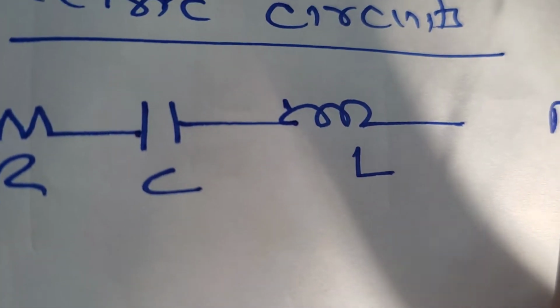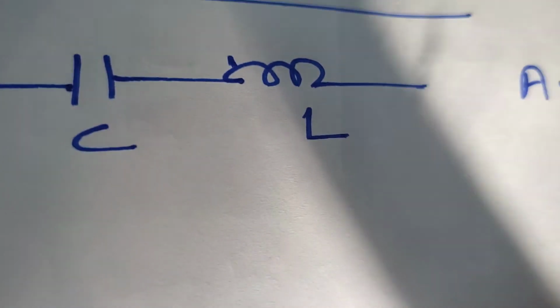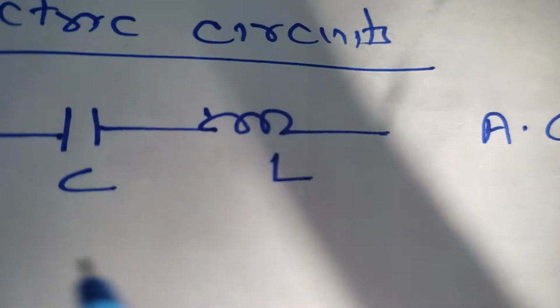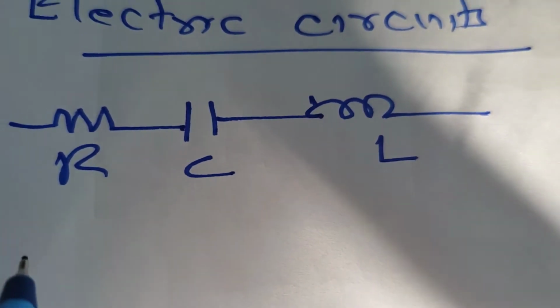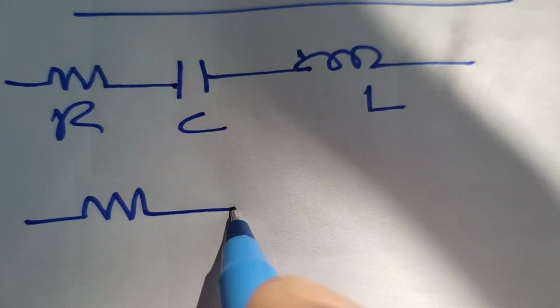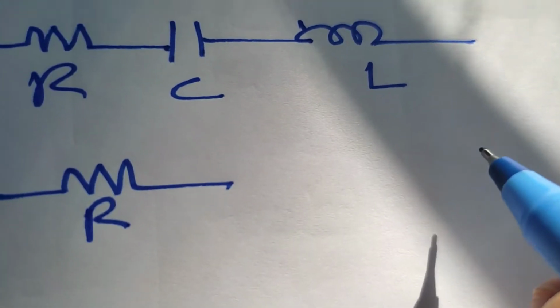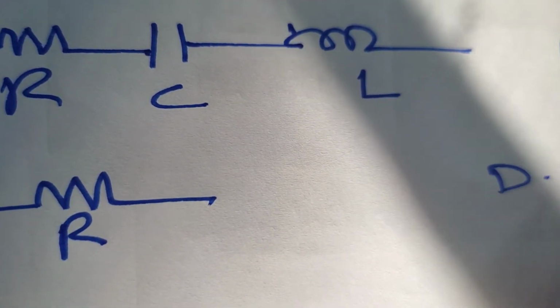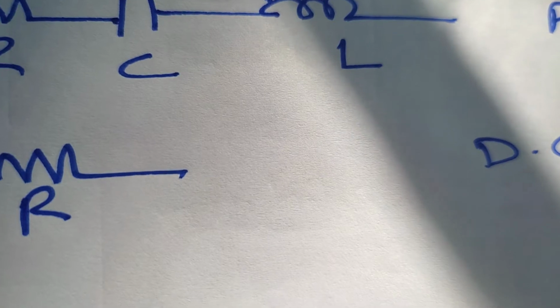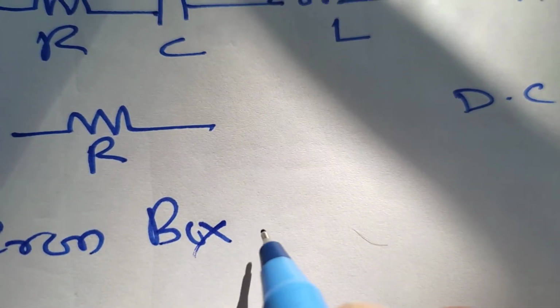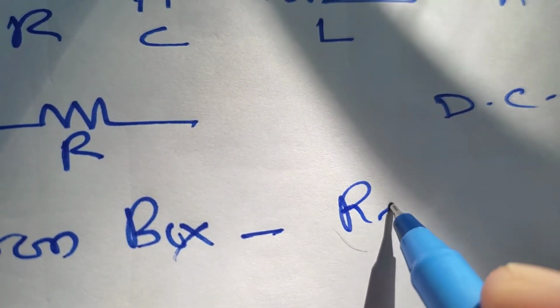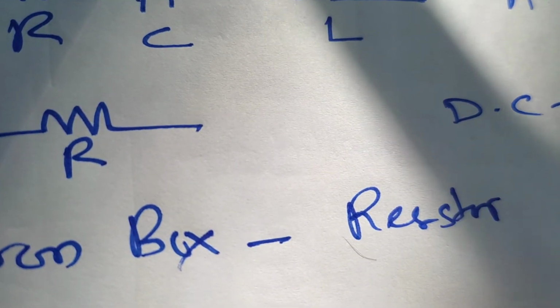For AC, this is called an AC circuit. And for a DC circuit, only resistor. Only resistor in a DC circuit. An example is an iron box. An iron box has only a resistor. Resistor only.